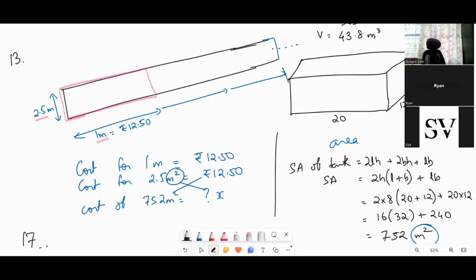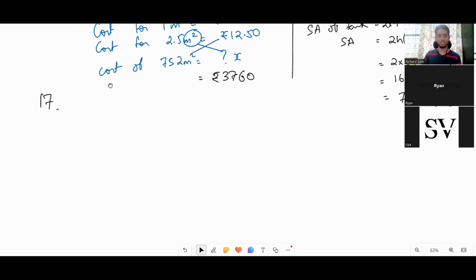This one done? Yes. What's the answer? X is equal to 3760 rupees. So rupees 3760. What is this? The cost of the iron sheet required to make this tank. Did you all read it?